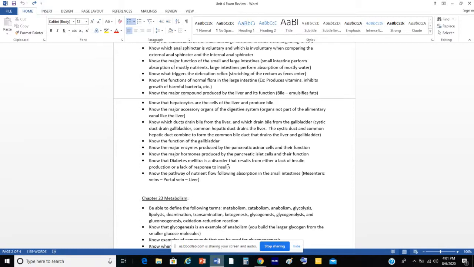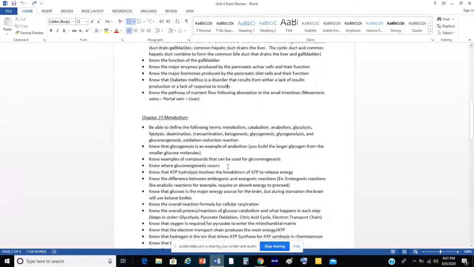Whenever you eat food, you don't technically use it right away, depending on what that nutrient is. You have to bring it to the liver for the liver to process it. Think of the liver as a big filter. It removes things, it activates things so that you could use nutrients. That's the pathway. Portal veins to the liver. And that's chapter 22.